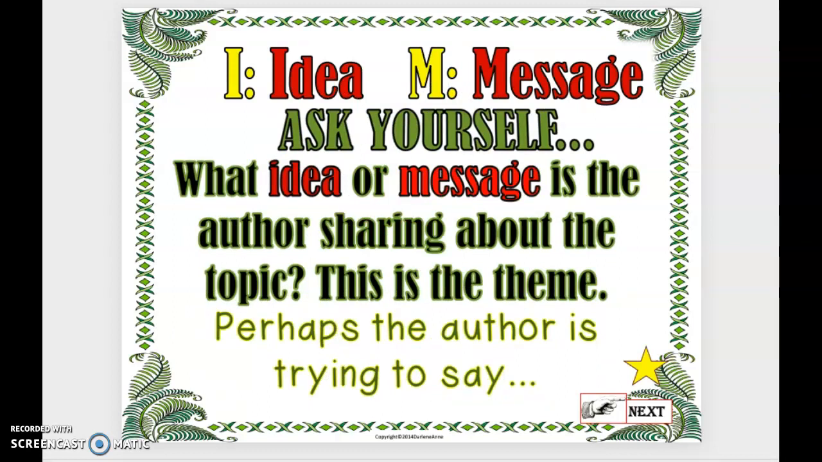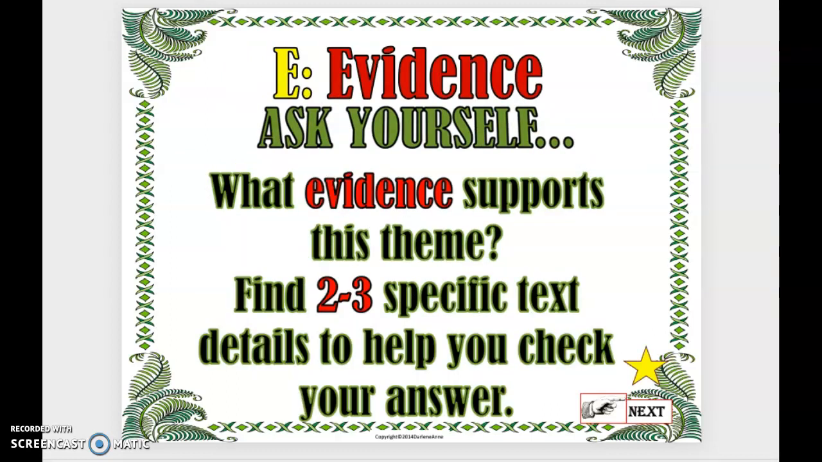The I stands for idea and the M stands for message. So next you're going to ask yourself, what idea or message is the author sharing about the topic? And when you can figure this out, you've got yourself a theme. So for example, you would ask yourself, what is the author sharing about survival? What do they want us to know? And then lastly is your evidence. What evidence supports this theme? So you will need to find 2 to 3 specific details to help you answer that question or help you support that theme.